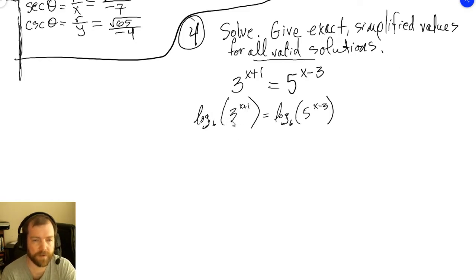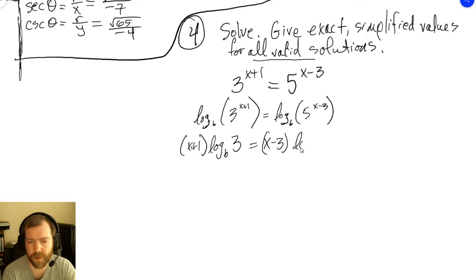What we would get here is that our exponents come down in front. So we get x plus 1, log base b of 3, is equal to x minus 3, parentheses, log base b of 5.